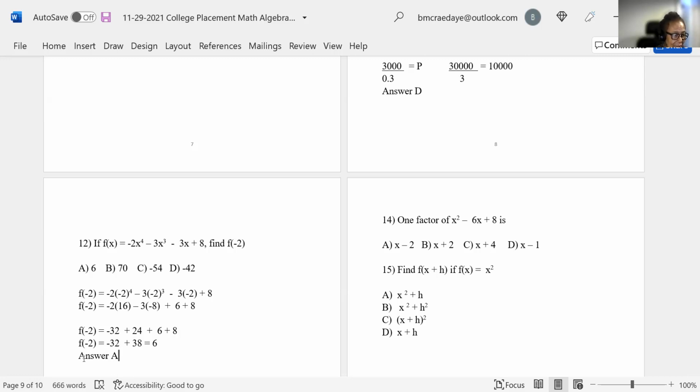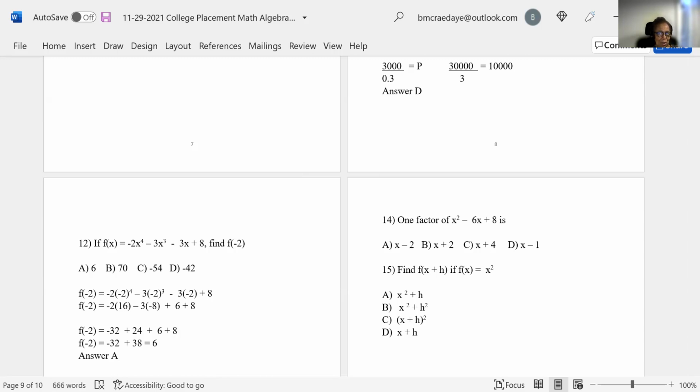Now you get the 70 if you forget to put the negative sign there. If you just don't put your negative sign, you've got 32 and 24 would be 56, and 6 is 62, and 8 is 70. That's when you make a mistake and don't put that sign there, because a plus times a negative gives you a negative. So they put an answer there that you get when you make a mistake with your signs.